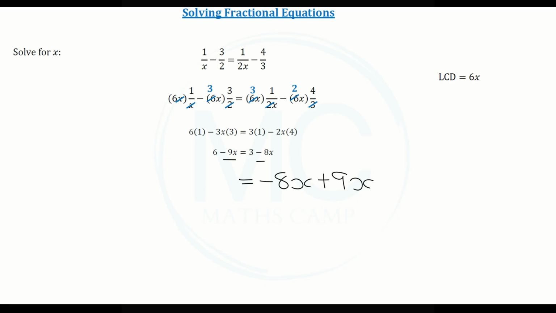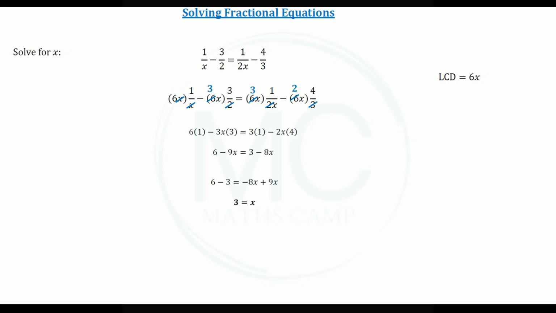On the left-hand side, we've got a 6. I'm going to move this 3 over here and say minus 3. 6 minus 3 is 3. Negative 8x plus 9x gives us x. And we have now determined that x is equal to 3.